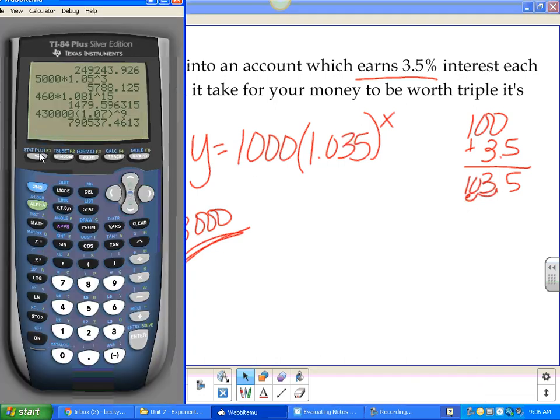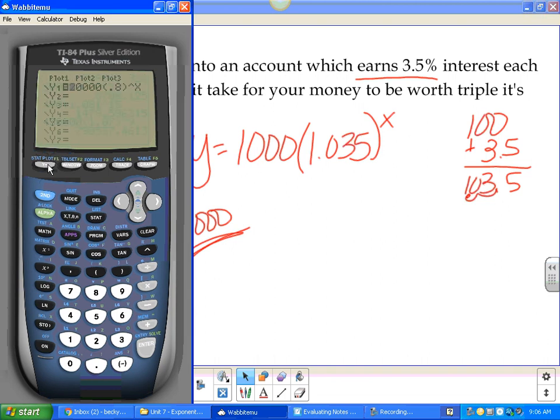So I go y equals, and I clear that out. 1,000, 1.035 to the x, because I don't know how long we're going. And then I'm going to go to my table. So start at 0. There's my $1,000, and it's increasing in value, I can see. And I want to go until I hit $3,000. Well, there's 2,000. There's 3,000. 32 is $3,006. So it takes 32 years.